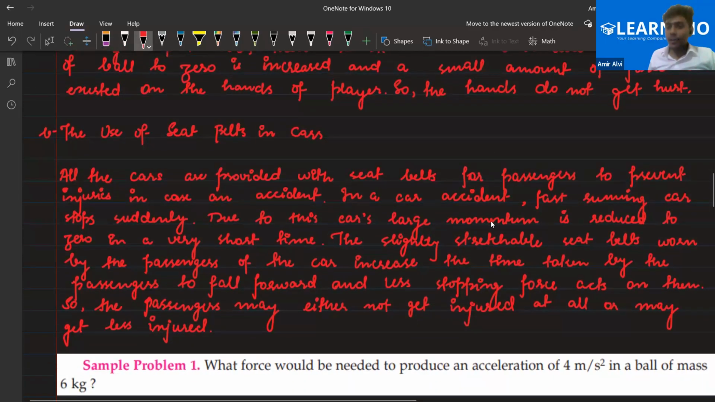Due to the crash, the car's large momentum is reduced to zero in a very short amount of time. The slightly stretchable seat belts worn by the passengers of the cars increase the time taken by the passengers to fall forward, and less stopping force acts on the body, right? So these passengers may either not get injured at all or may get fewer injuries. Even if the body collides or hits the dashboard, the injuries will not be that severe, right?